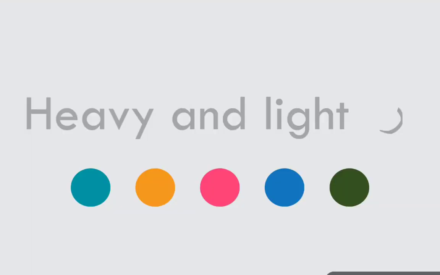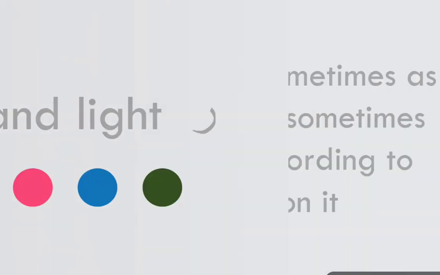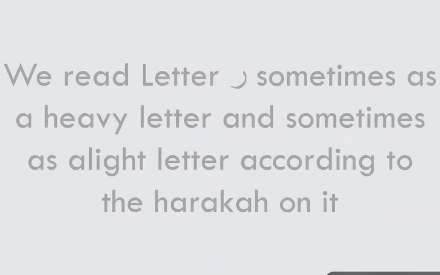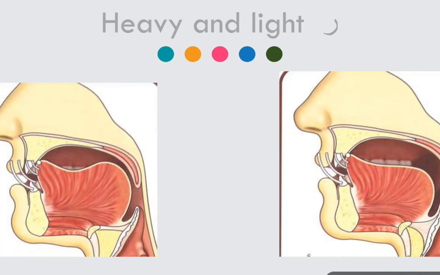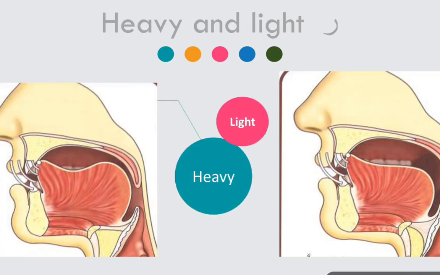So we now have two types of ra, heavy ra and light ra. You know that ra is one of the letters that is sometimes heavy and sometimes light. Let's see the difference between them. Sometimes the ra letter is heavy, and sometimes it is light, and this is according to the haraka on top of the ra letter. This is a heavy ra, and the second one is a light ra.